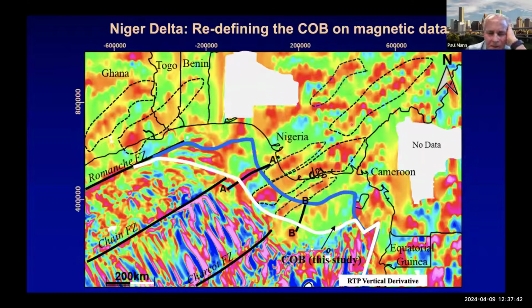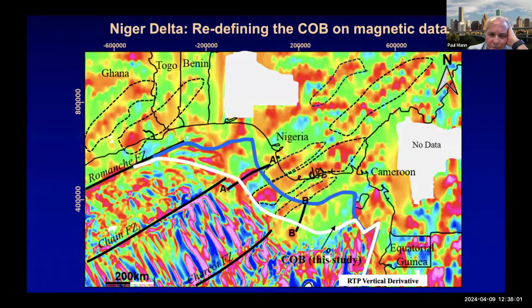So the Niger Delta, the reason why we're moving the COB seaward is this magnetic map. So you can see these lineated features here. This is typical of ocean crust. You can see the fracture zones here, and then they suddenly stop here.